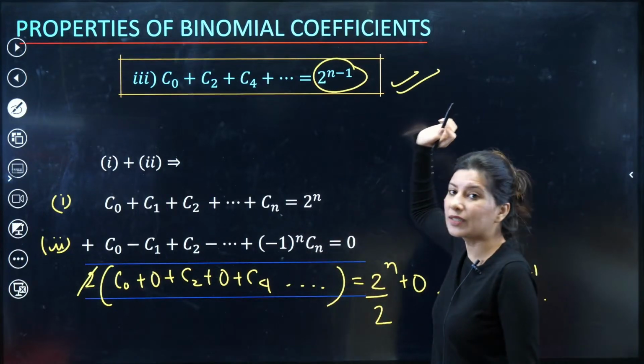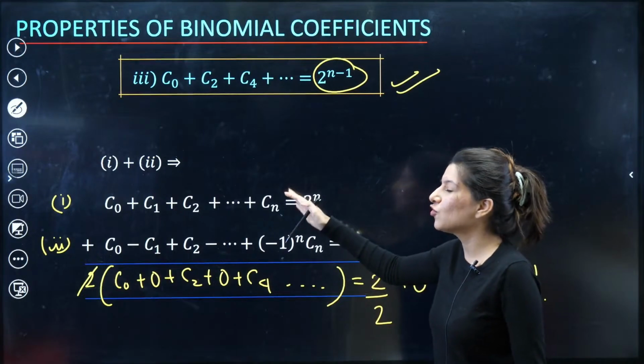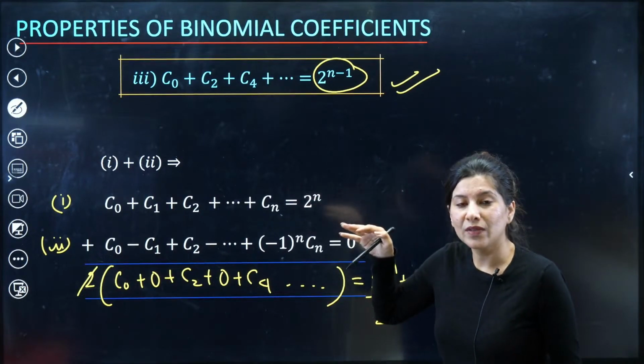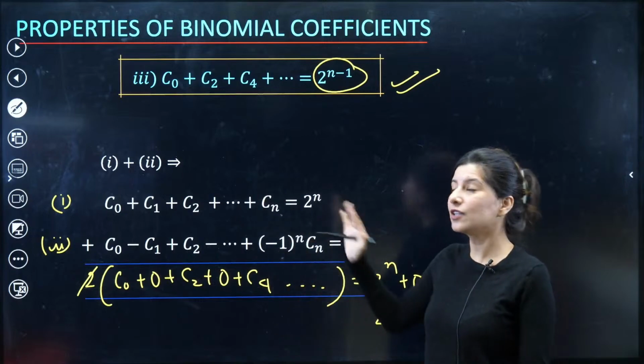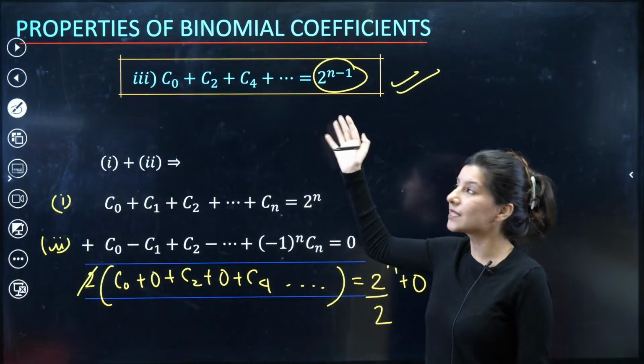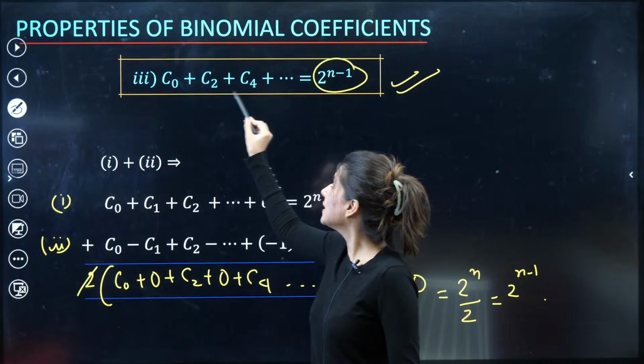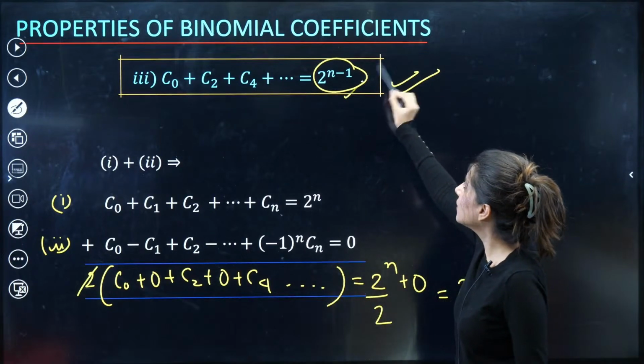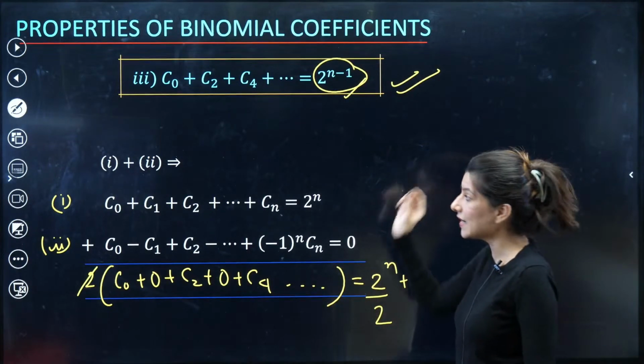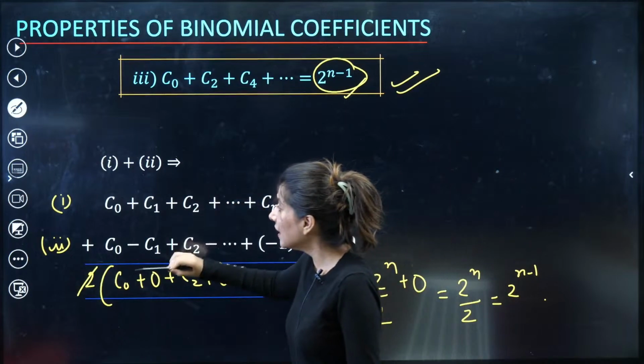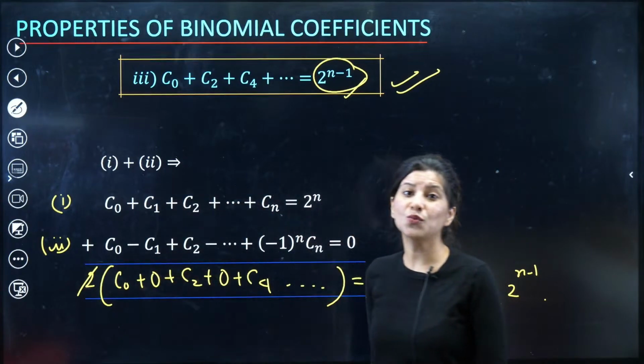Result is absolutely more important. So please do not just get too much into the proof and forget about remembering the result. Whenever you see C0, C2, C4, you have to write 2 raised to power n minus 1, right? And the moment you add and the moment you subtract these two, what will happen?